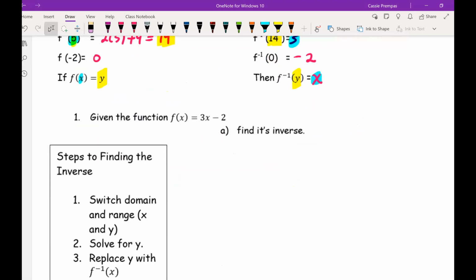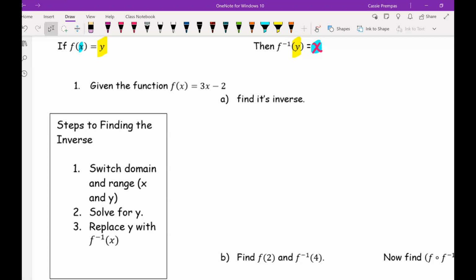That's going to help us in actually finding the inverse. So far, I've given you functions and their inverses. Now it's your turn to find them. So here's some steps to finding the inverse. Number 1, you're going to switch the domain and the range. Switch the x and the y.